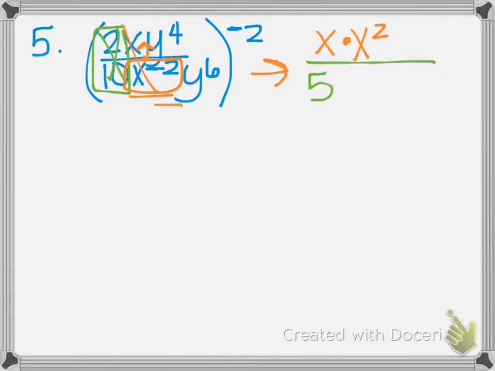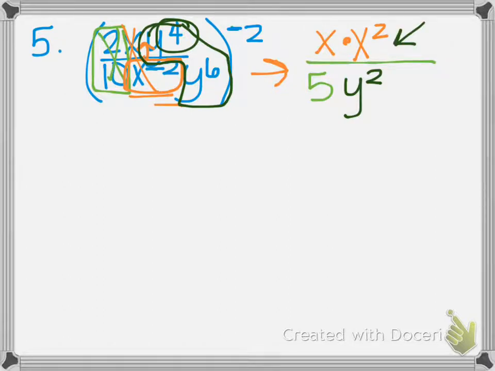So I have worked with my x's, and now I can look at my y's, and I have y to the 4th over y to the 6th. And in order to simplify that, I notice none of them are a negative, so I am ready to simplify. I have more y's in the denominator, so my answer is going to have y's in the denominator. I know that when I cancel out 4 of them, I'm going to be left with 2, so it's y to the second. Now I can simplify everything in this numerator, and x times x squared is x to the third over 5y to the second.